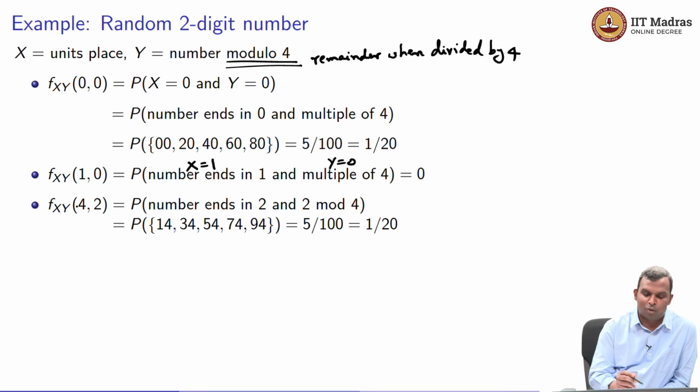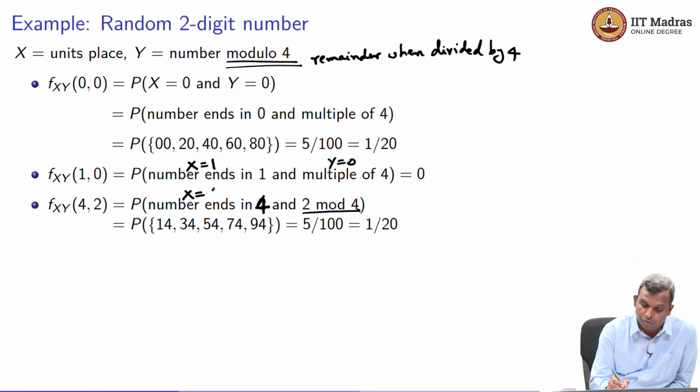So let's look at some other value, 4 comma 2. Number ends in 2, okay, so I think I got that wrong. Number ends in 4, seems to be a day of typos. Number ends in 4 and number is 2 modulo 4. What do we mean by 2 modulo 4? Remainder 2 when divided by 4. Let me just write it in terms of y, this is x equals 4 and y equals 2.